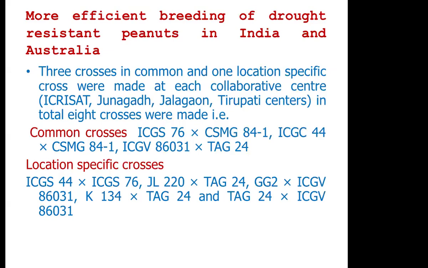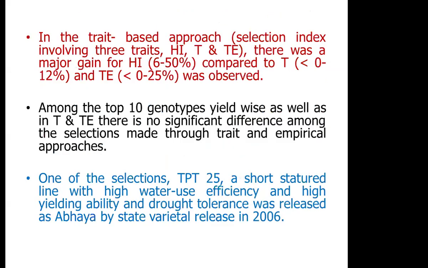And in this project, from the experience gained and from the parents that they identified in the earlier program, they assigned some common crosses and some location crosses at the four centers: Sikrasad, Junagadh, Jalgaon, and Tirupati centers. These are the common crosses, and these are the location specific crosses. From our place, location specific crosses given were 34 and 24. From all these four centers, they pooled the advanced breeding lines, 192, and evaluated them. Next slide, please.